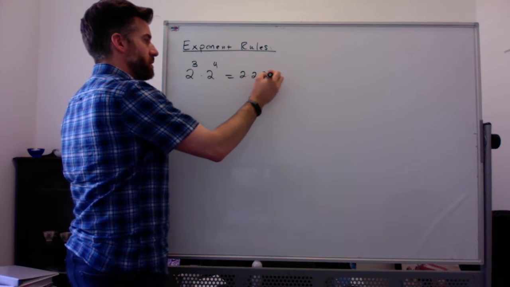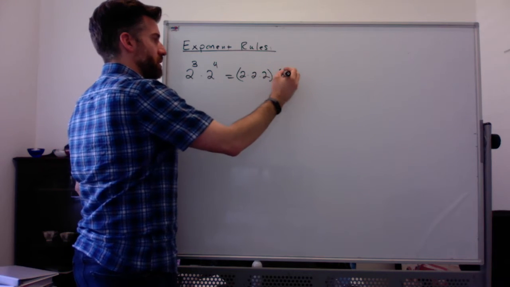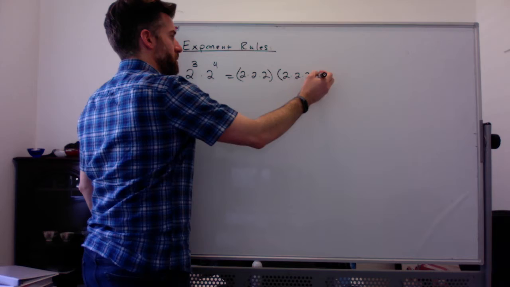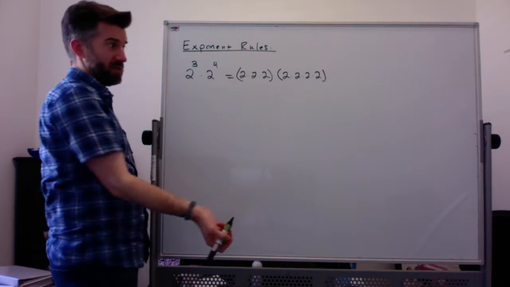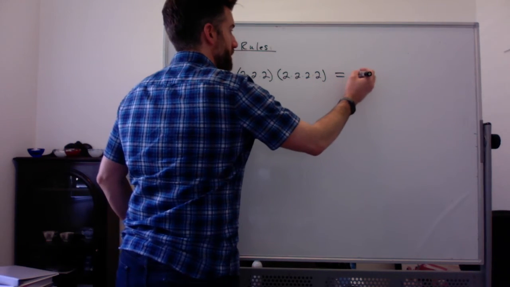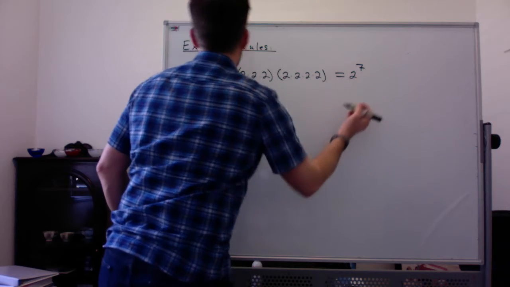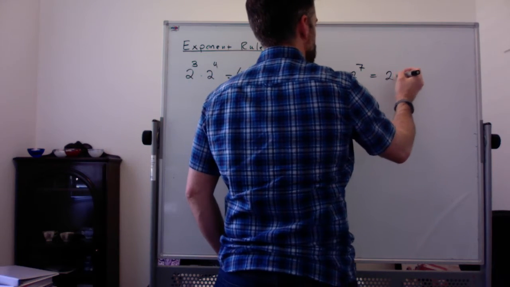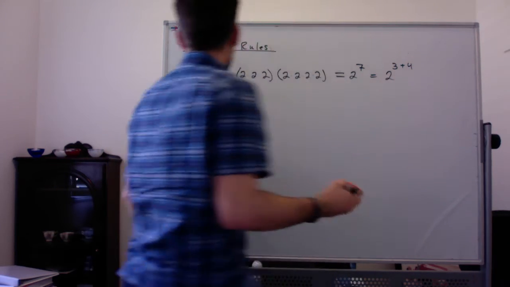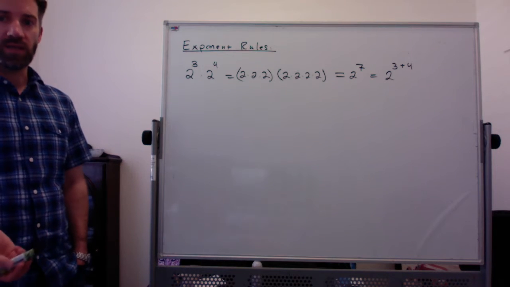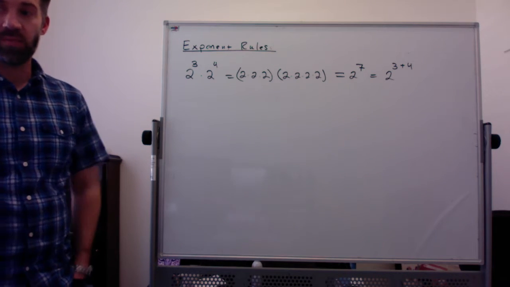2 times 2 times 2. This is really 2 times 2 times 2 times 2. And I have how many 2's multiplied together? Oh, I have 7 of them. So I have 2 to the 7th. But that's really just 2 to the 3 plus 4. So when you multiply two things with the same base together, you can add the exponents together.